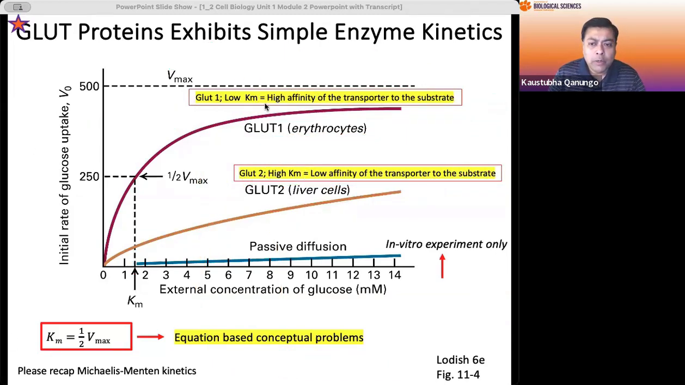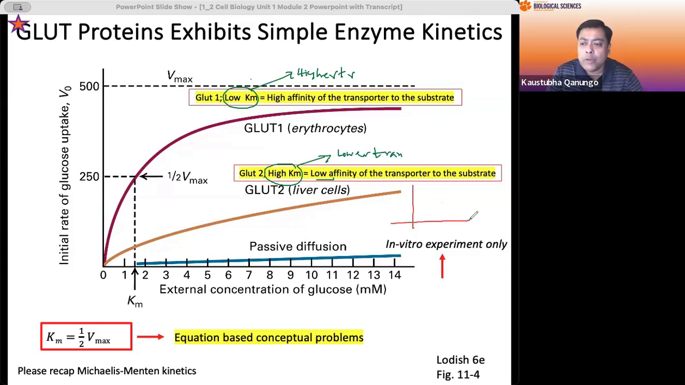So what you are going to get from here: the lower the Km value, the higher the transport rate. The higher the Km value, the lower the affinity, and the lower the transport rate. So remember that. Here we are typically asked exam related questions.